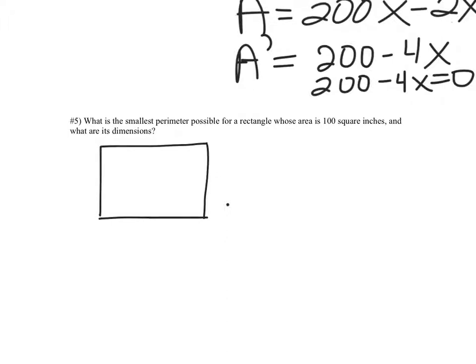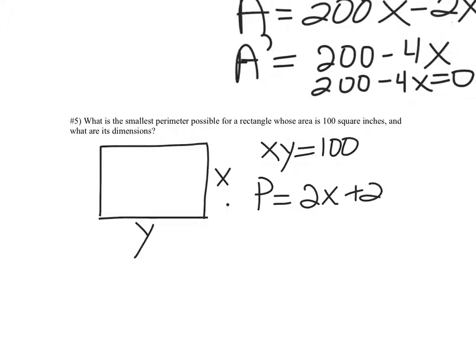Okay, so here we go. Let's say that we have a rectangle, and our rectangle is x by y. And this rectangle has an area that's 100. So x times y equals 100. This time, we're trying to get the smallest perimeter possible. Maybe we don't have that much fencing to use, so we want to use the least amount. So then the perimeter would equal 2x plus 2y.